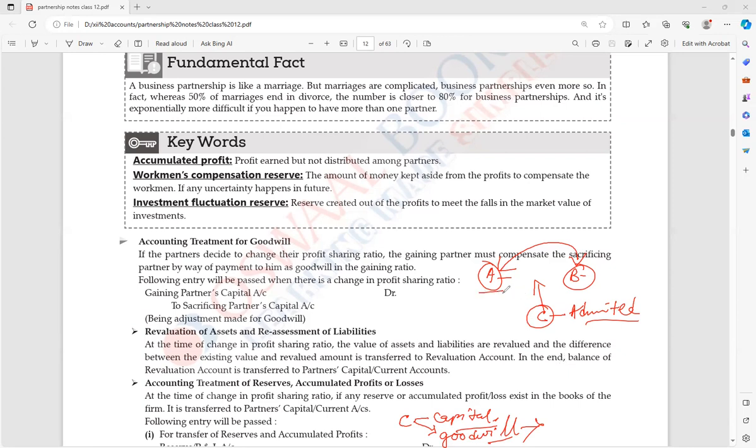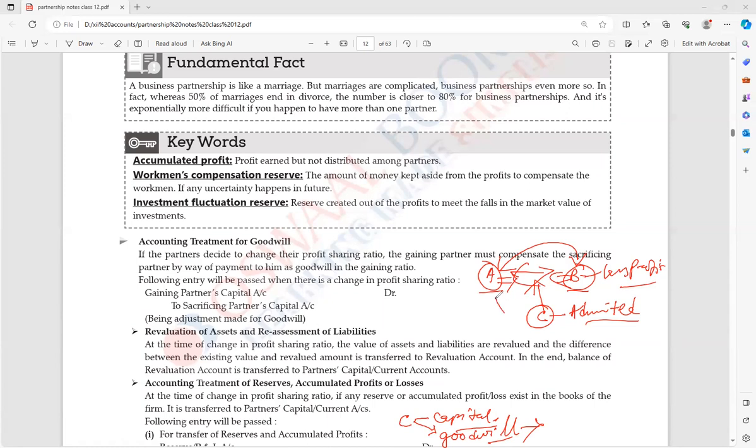Think about when partners A and B started the business 5 or 6 years back. At that time, partners A and B struggled a lot. They really struggled a lot for the business to reach this level. Some years they might even have got a loss. Some years they got very little profit also. Correct or not?